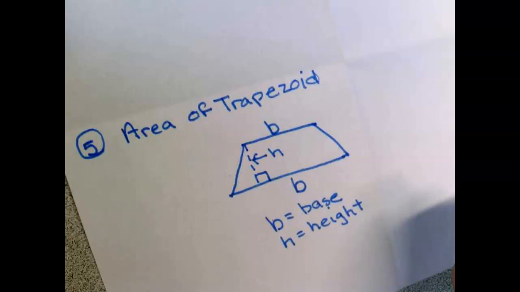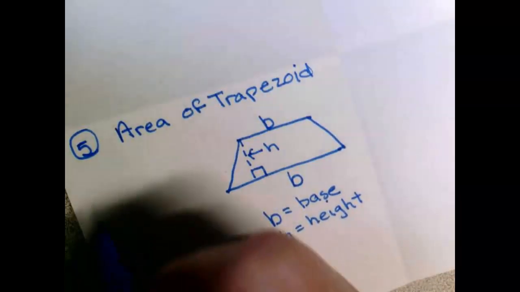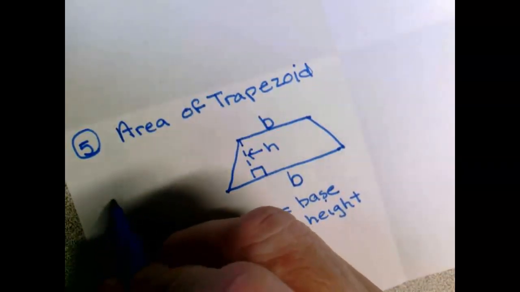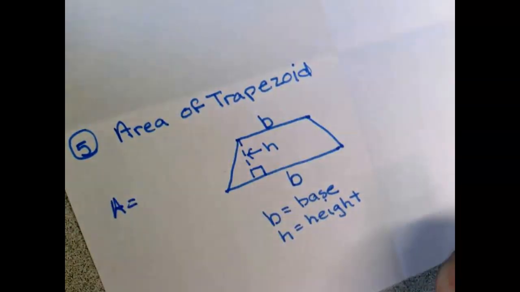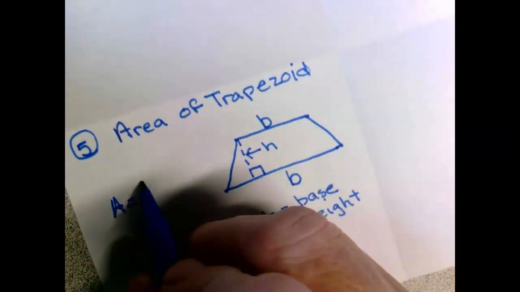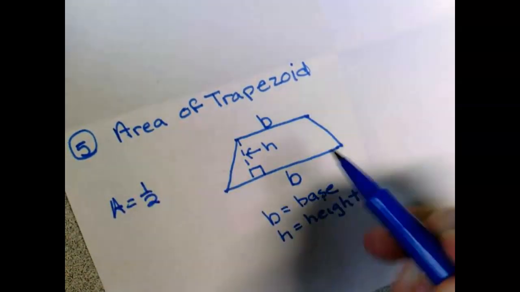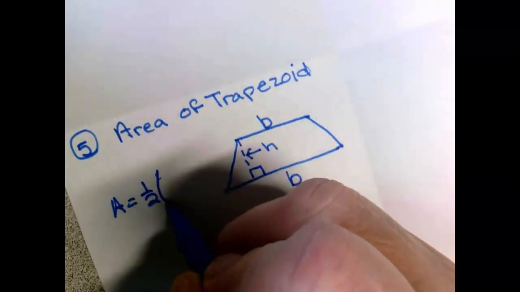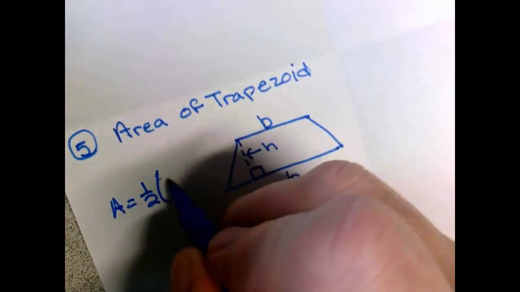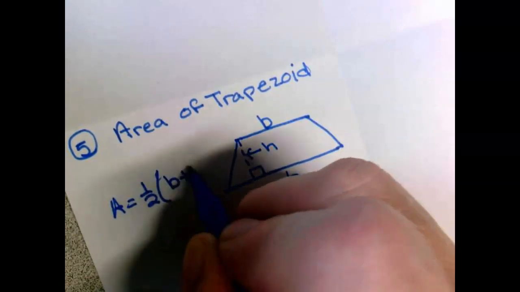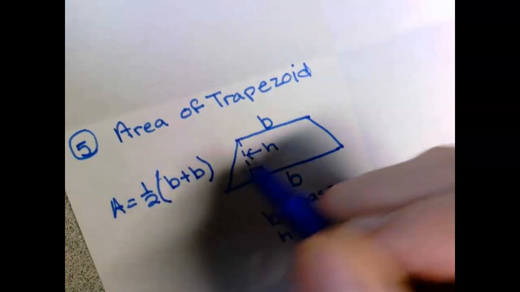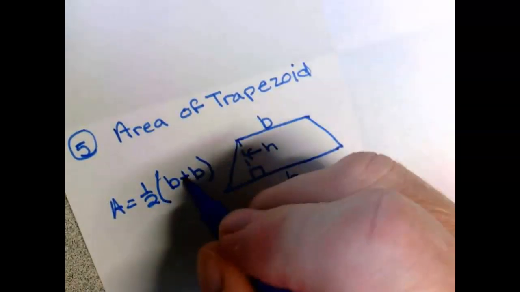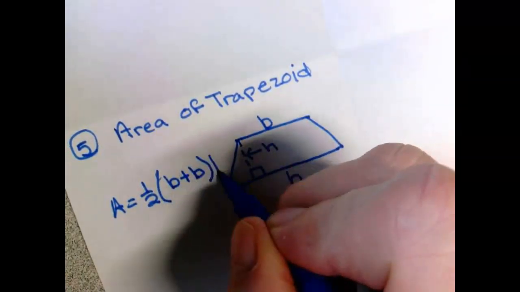So much like our area of a triangle, we're going to use this formula. Area equals 1/2. Now we're going to add the distance of both bases together, so I'm going to put that in parentheses: base plus base. And then we're going to multiply all of that times the height.